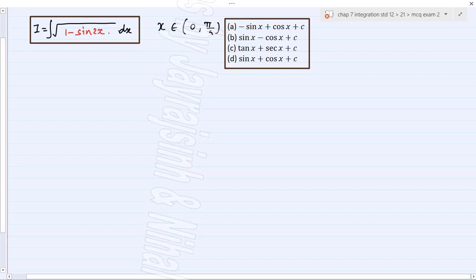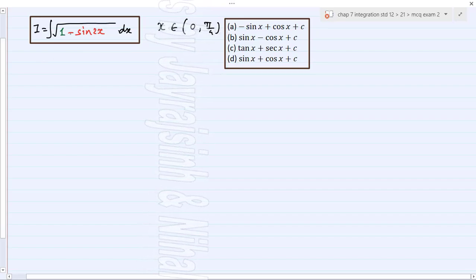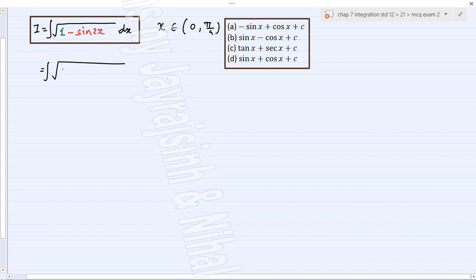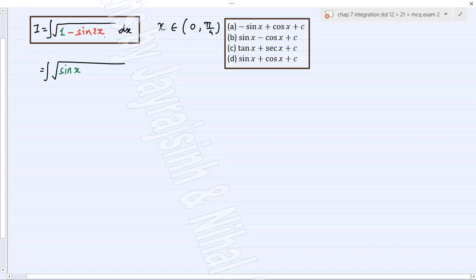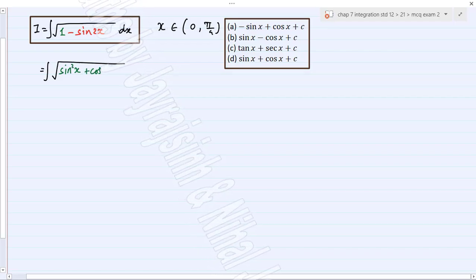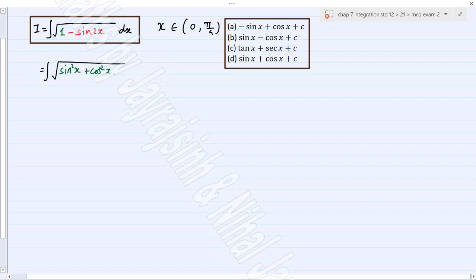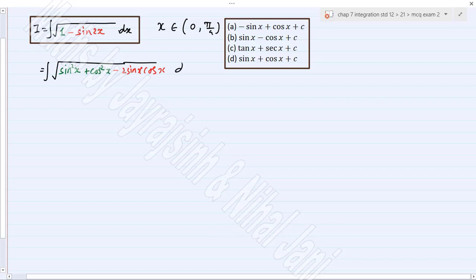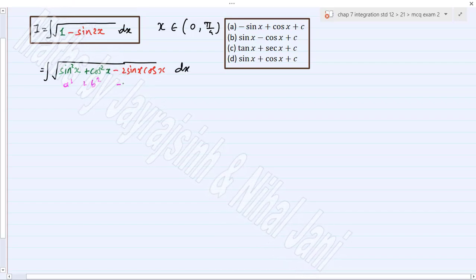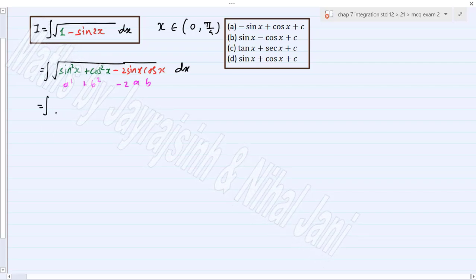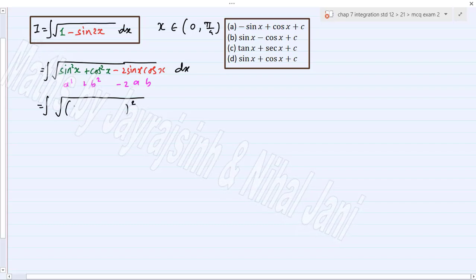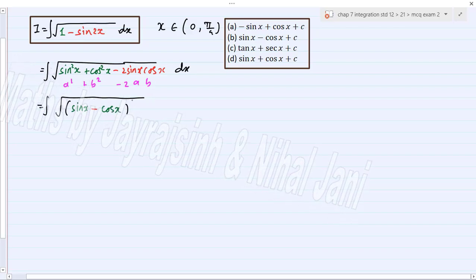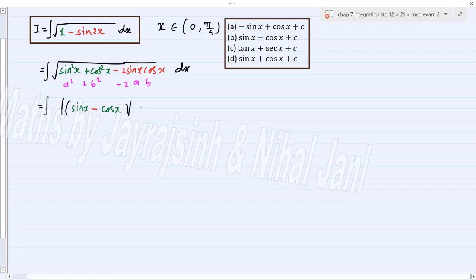Here we have to integrate under root of 1 minus sin 2x. Whenever we have under root of 1 plus or minus sin x, then to simplify, we have to convert this one in terms of sin square theta, where theta is half of the given angle, plus cos square theta, and sin 2x can be converted into 2 sin x cos x. So we will get a square plus b square minus 2ab form. Or we can say we have the perfect square of sin x minus cos x. So here square and under root can be cancelled out and we will get mod sin x minus cos x.